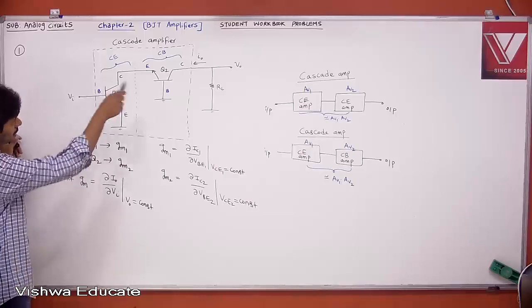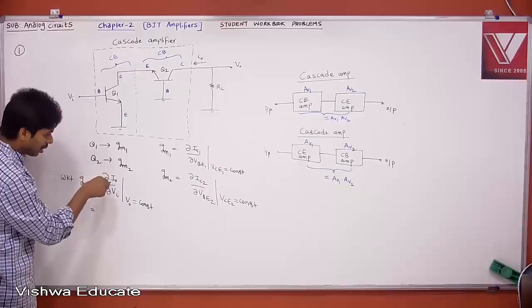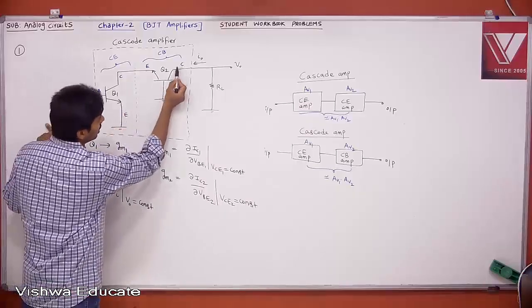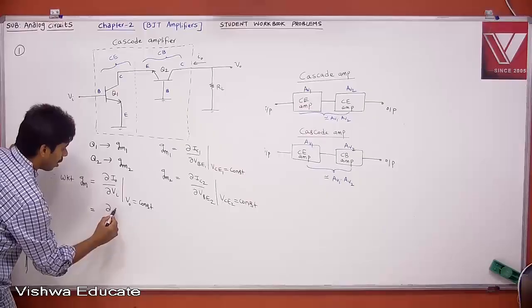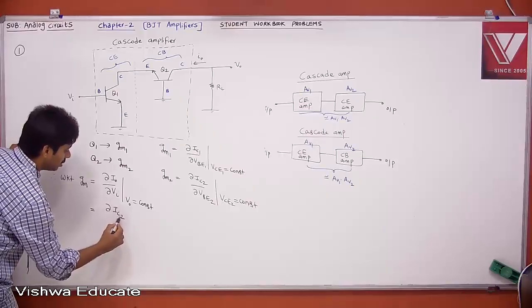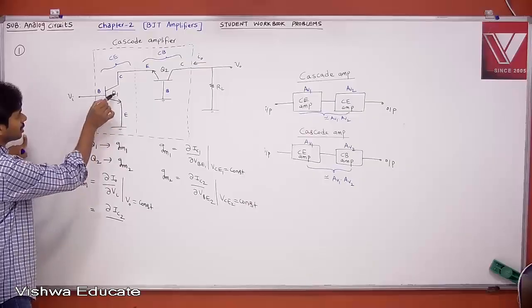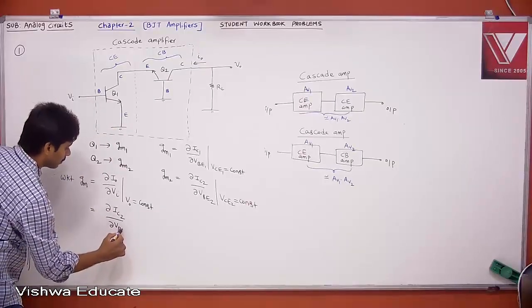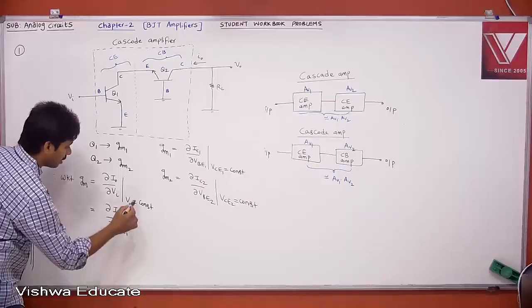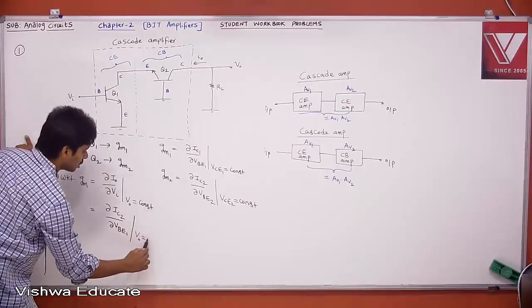Okay. Now, if you listen carefully, tell me what is the overall GM. What is the change in output current? Your change in output current is nothing but the change in collector current of your Q2. Therefore, can I write it as change in IC2 divided by change in VI? VI is nothing but your first transistor VBE, change in VBE1, when your total output voltage V0 is constant.